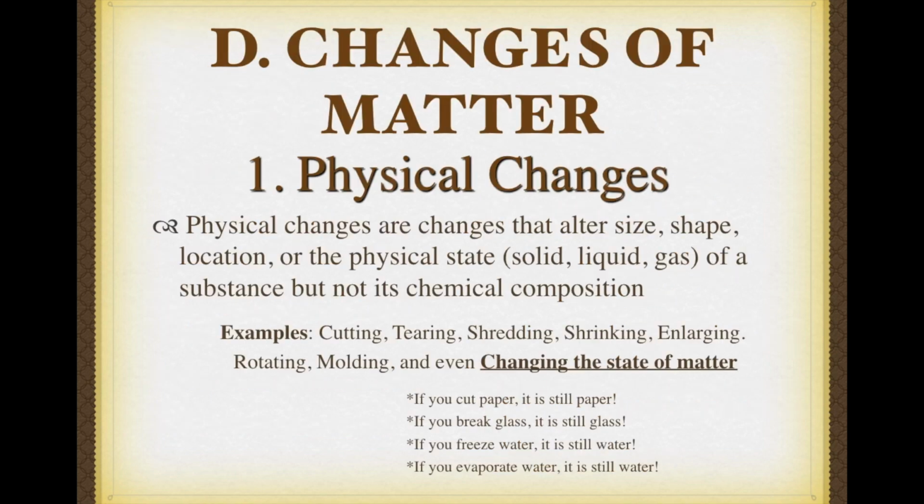Now we're talking about the changes. So we're going to talk about physical and chemical changes. Physical changes are changes that alter size, shape, location, or physical state, but not the chemical composition. This is pretty easy if you think about it. If I have a piece of paper and I rip the piece of paper up, it's still paper. If I have an apple and I chop up the apple, it's still an apple. Okay, I'm changing the size, I'm changing maybe the shape, maybe I'm moving it around. While I'm changing the location, it's still an apple.